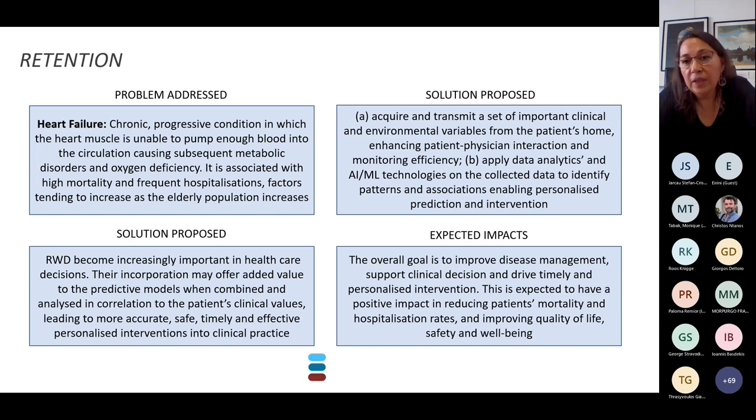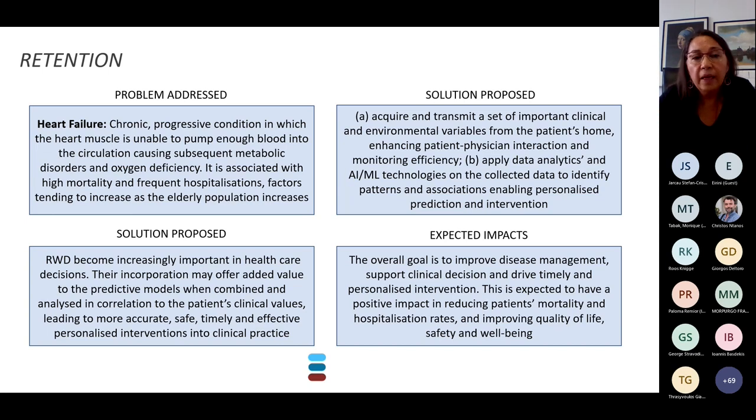Now, with regard to real-world data, this is the common denominator among the three projects that are discussed here today. Well, it seems that there is increasing evidence in the literature that this type of data can have a role to play in clinical decision making. So it is foreseen that this type of data can generate added value in the predictive models that we are building, when the environmental or other types of data coming from real-world sources are analyzed in correlation with the clinical values that we collect from the patients.